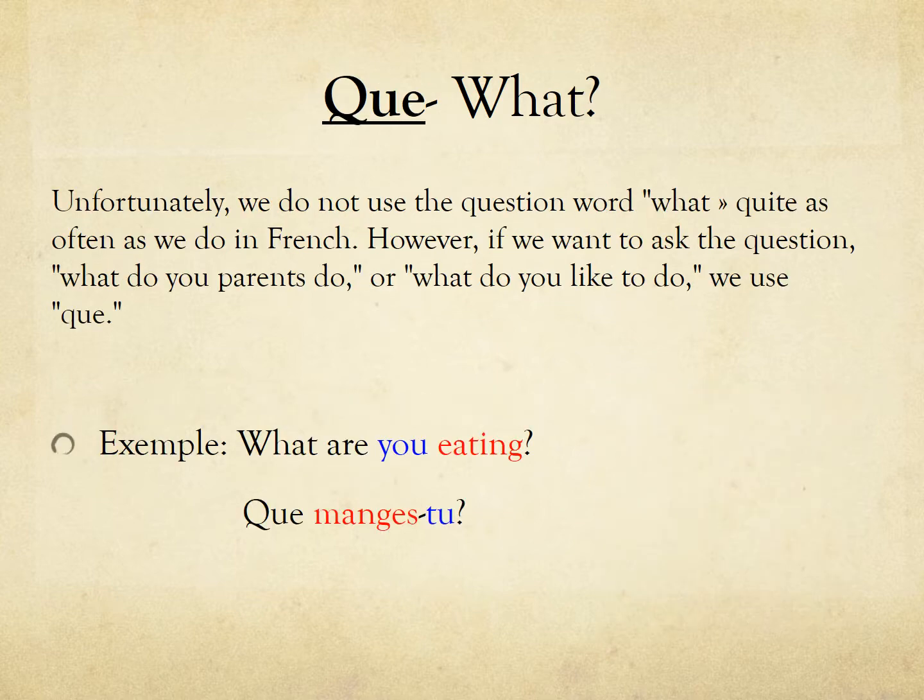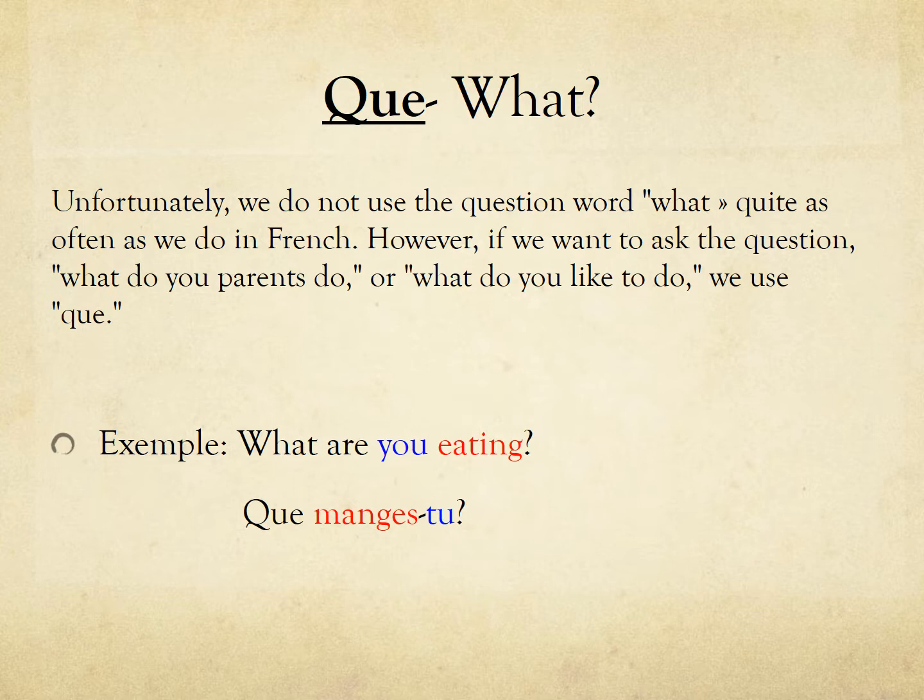Okay, so our next question word is going to be the question word for what, which is que. Or sometimes you might see it as qu'est-ce que. Either one is correct. We'll explain the difference between the two in class because it can be confusing. So don't worry about it just yet.